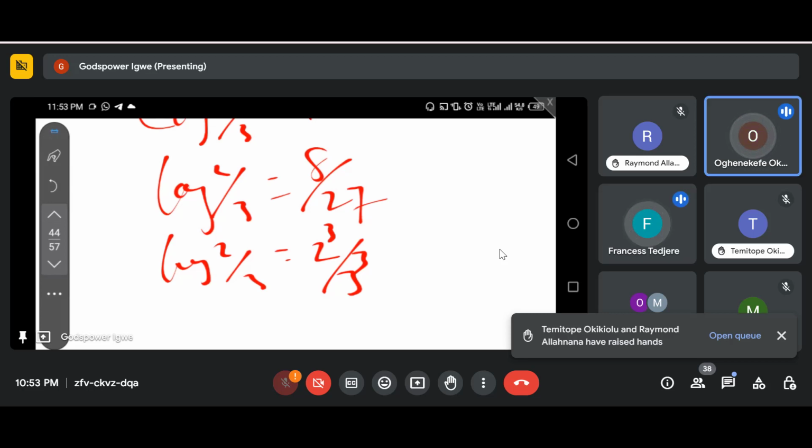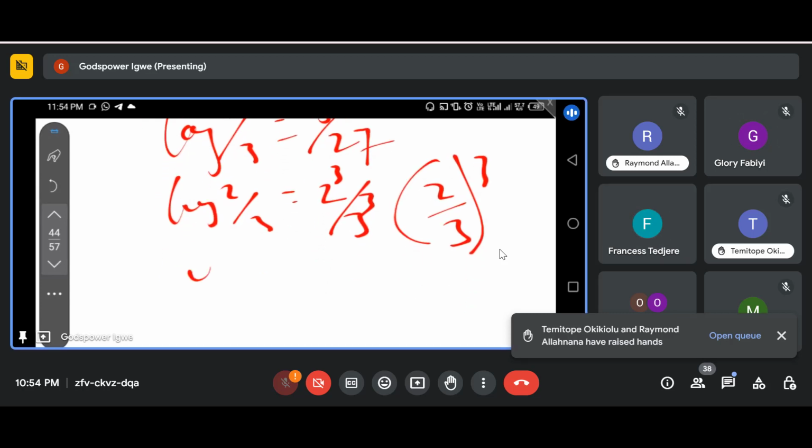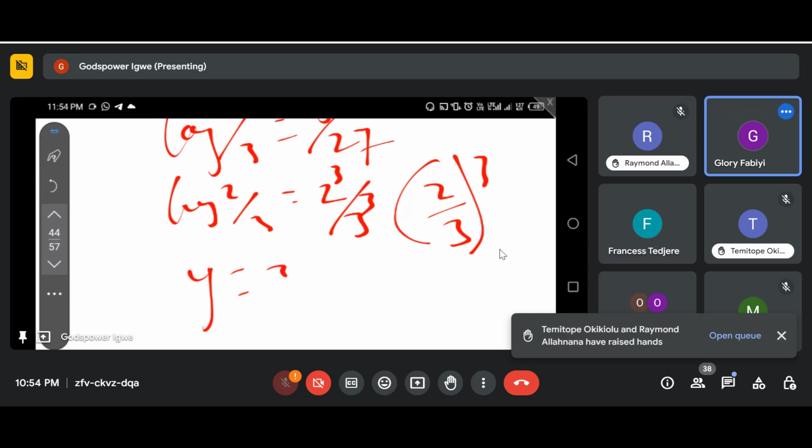You know that for exponential, according to this, 2/3 raised to power 3. I think because they have the same power, at the end of the day it's equal to 2/3 raised to power 3. So y is equal to 3. Yes, that's what you're saying. So y is equal to 3.